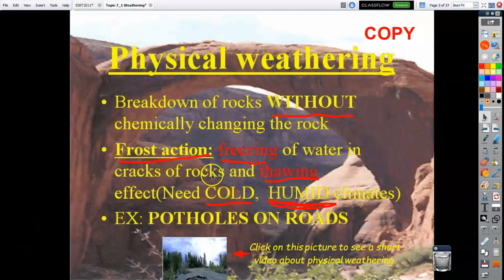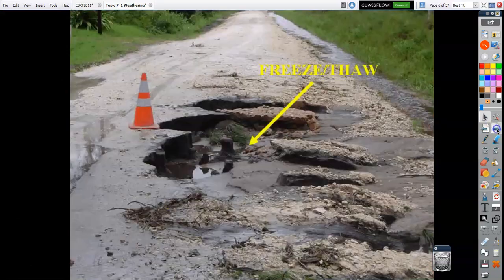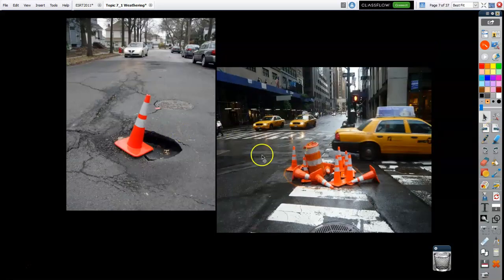Okay, so that was on physical weathering. These are just some pictures of examples of physical weathering. Like I said, potholes in the road where you have that freeze and that thaw. It causes the road to buckle and expand, and then when the ice melts, it causes potholes. New York City, this is sometimes how they fix the pothole problem. So you have this giant pothole in the middle of Manhattan, and they'll just throw a bunch of cones in there temporarily just to warn people, as they go by, watch out for these potholes.